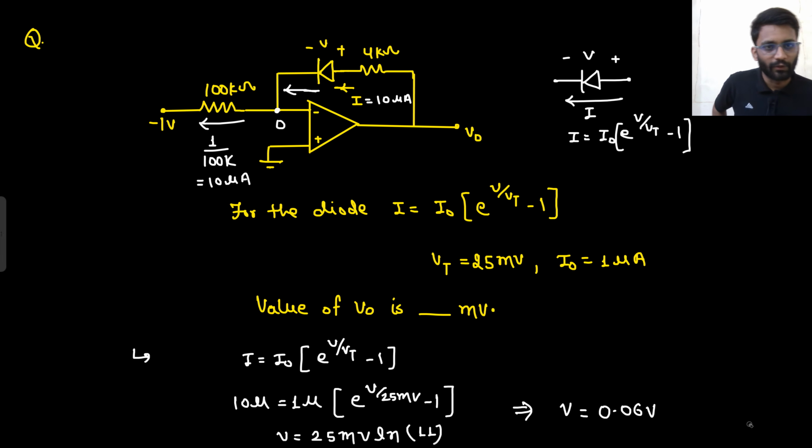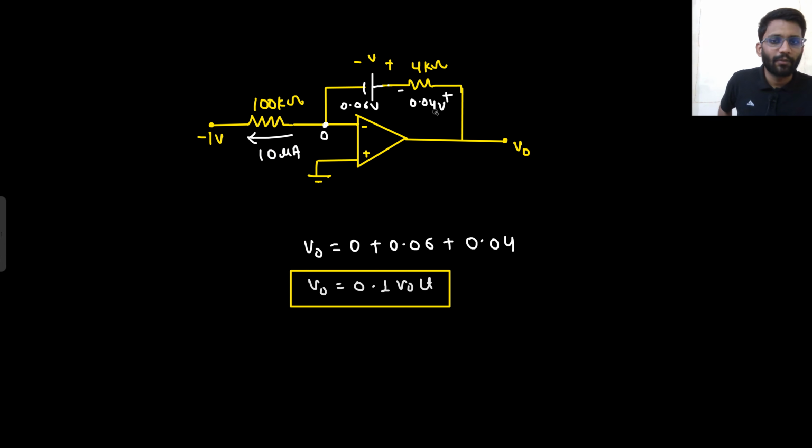So from there I could get the value of V. Then I replaced the diode with that particular voltage. Then I got to know that from the resistance as well, 10 microampere current is flowing. So with the 10 microampere current, this 4 kilo ohm will have a voltage drop of 0.04 volt. So now your V0 voltage will be 0.1 volt. That's it. Well and good.